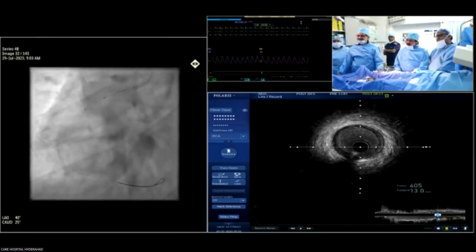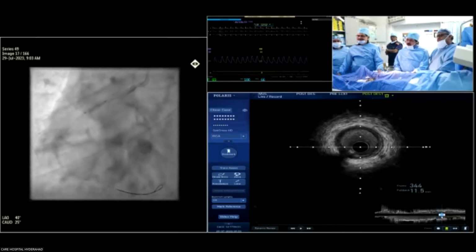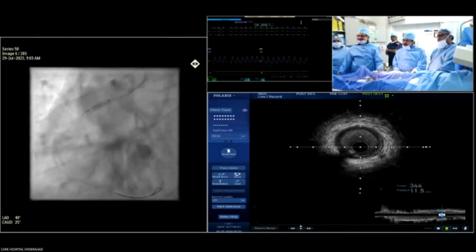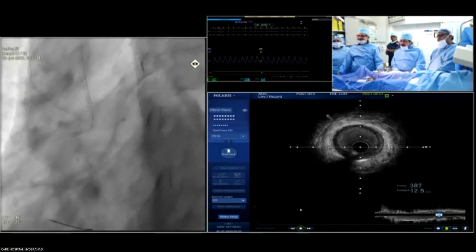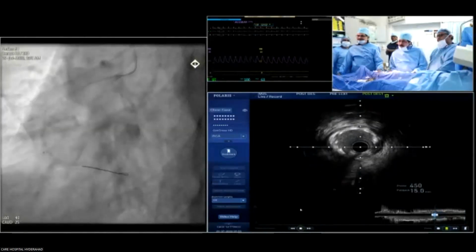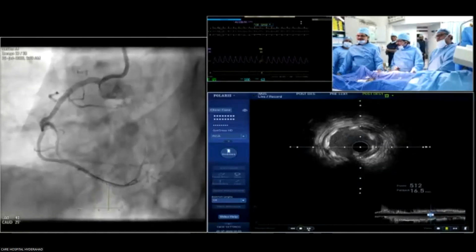We have done ostial flaring also. This procedure is completed radially with one 6-French sheath. IVUS was done again. You can see the IVUS.